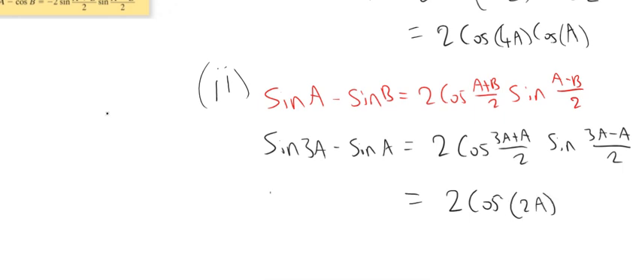So then 3a plus a is 4a divided by 2 is 2a, and sine of, so 3a minus a is just 2a, and then divided by 2 is a. So that's it then, that's expressed as a product.